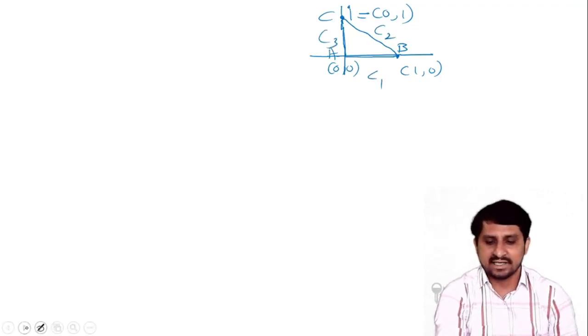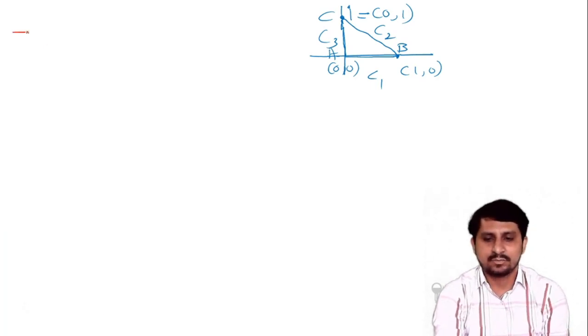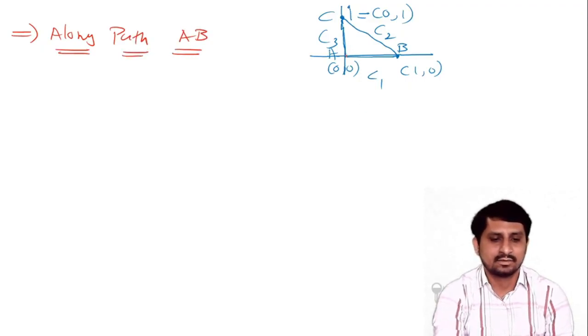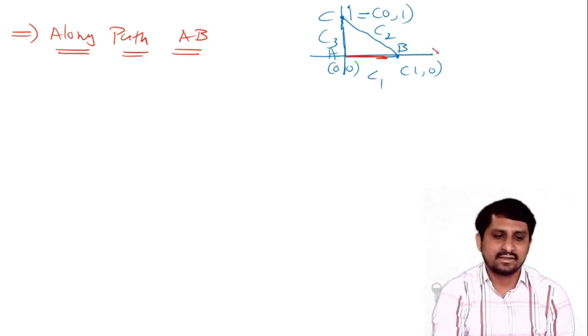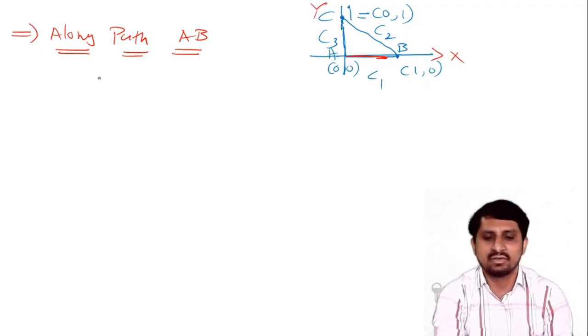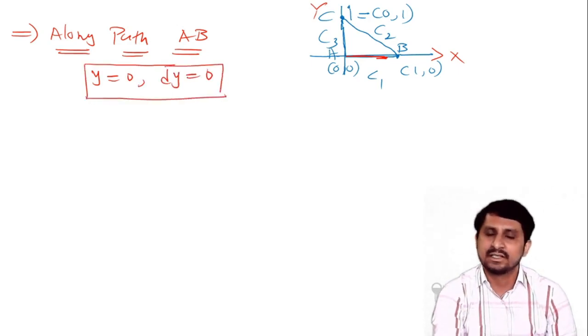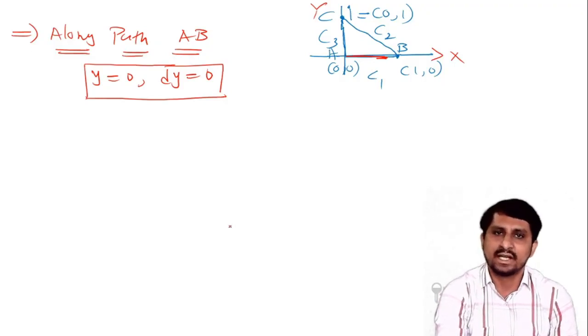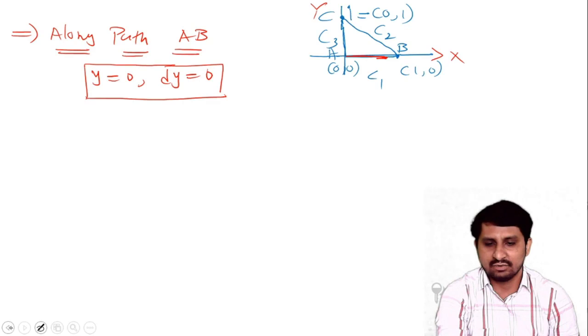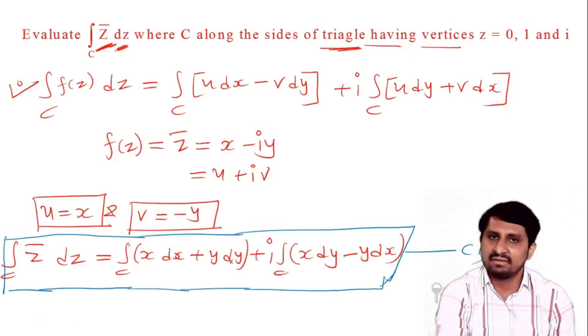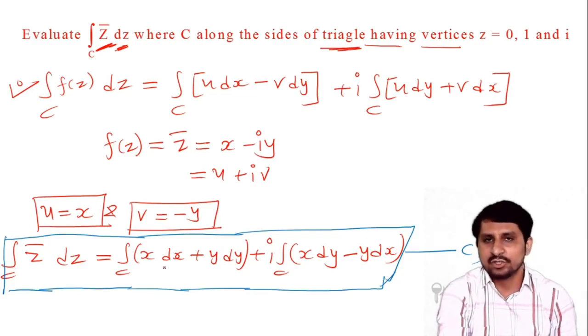Next, first is along path AB. What is this line? This is nothing but the x axis. We know that this is the x axis and this is the y axis. The equation of the x axis is y equal to 0, and that's why dy is equal to 0. Now we have to put these two values in this equation. Take y equal to 0 and dy equal to 0 in this equation, so only x and dx remain.